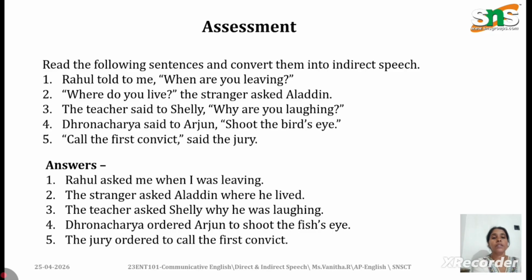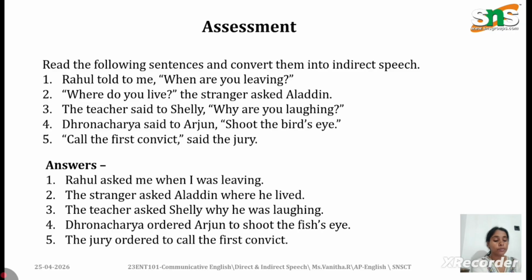The next one is, call the first convict, said the jury. It is a command. So here the jury ordered to call the first convict. You have nothing difficult in changing direct and indirect speech if you remember these small changes that happen when you change direct speech into indirect speech.